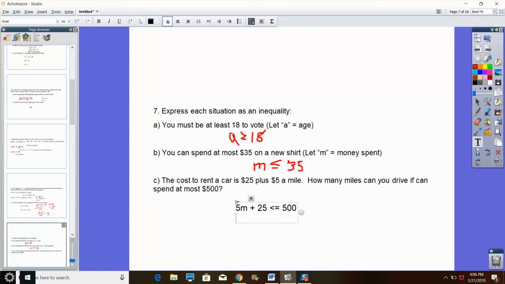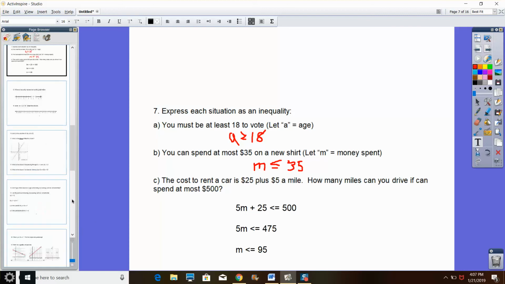Anyway, we would subtract 25 here. We'd have 5M less than or equal to 475. Then we would divide by 5. Since we're dividing by a positive number, we do not need to flip the inequality. That would give us M is less than or equal to 95. So 95 miles, and just to make sure, 95 times 5 is 475, then plus 25 is 500. So that works. M is less than or equal to 95 miles.